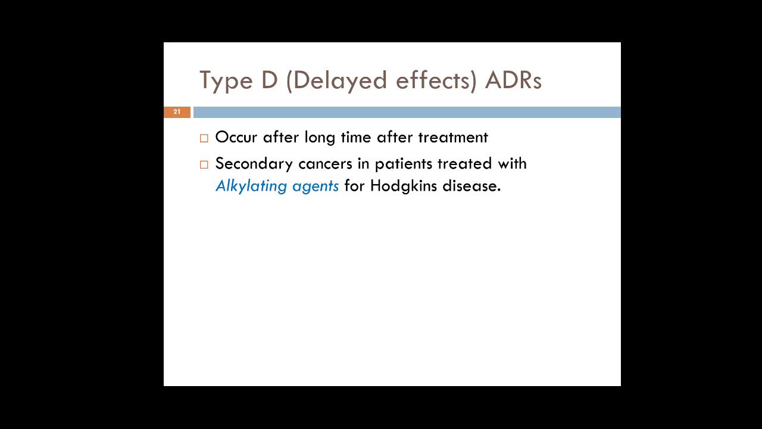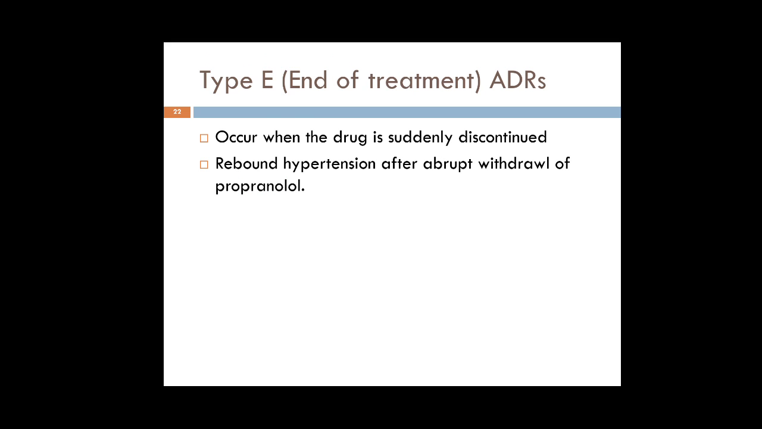These are delayed effects. These occur a long time after treatment. For example, secondary cancers in patients treated with alkylating agents for Hodgkin's disease. Hodgkin's disease is a type of cancer. Alkylating agents are a type of anti-cancer drugs. So if such drugs are given for Hodgkin's disease, secondary cancers can develop after a long time in those patients. Our fifth and last type is type E, that is end of treatment.